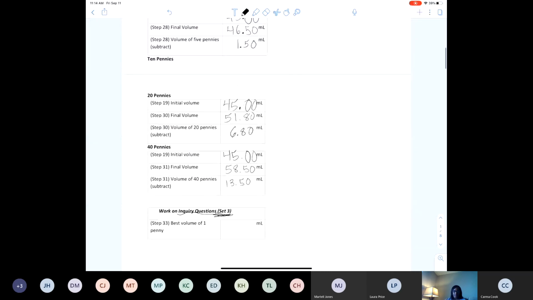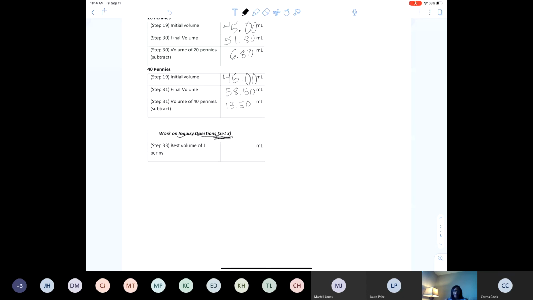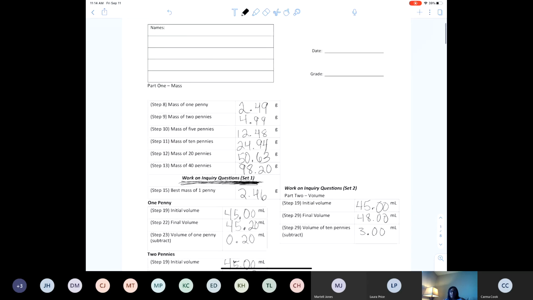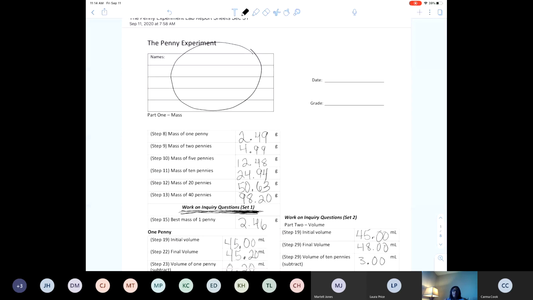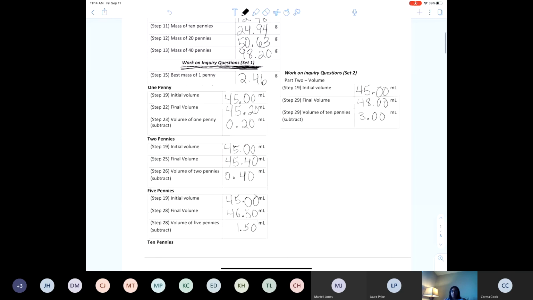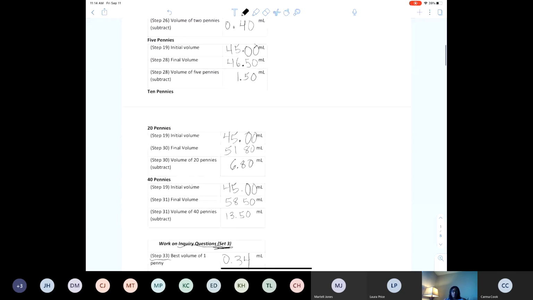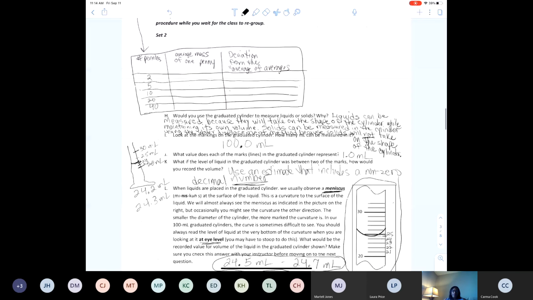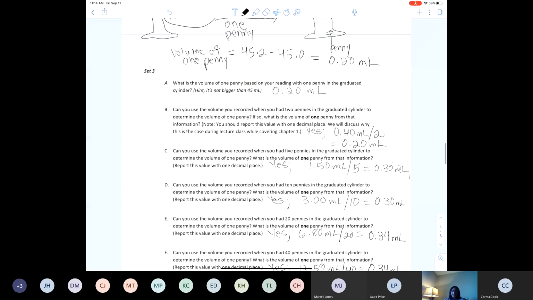And then make sure that on your data sheet, data tables, that you fill out your answer for step 33. Mine was 0.34 milliliters, yours may be 0.35, and so forth. So make sure your data tables are filled out completely. Make sure you include your name and your partner information. And then also make sure set 1, 2, and 3 inquiry questions are answered completely.